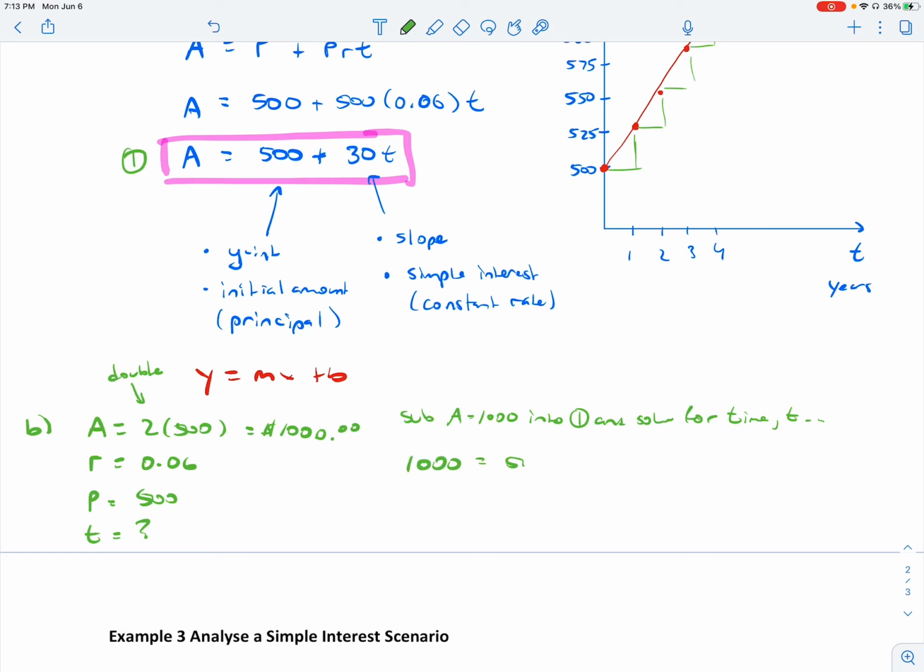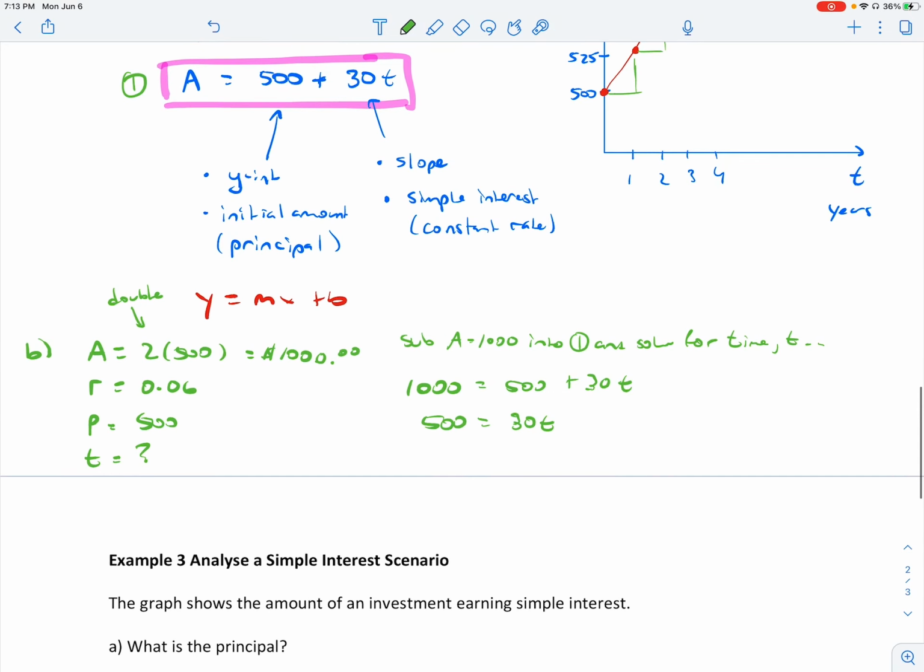So we have 1,000 equals 500 plus 30 times T. So we have to subtract 500 from both sides, giving us 500 equals 30T. And now divide both sides by 30. So therefore T is equal to, works out to about 16 2/3. That's not a whole number, so it would be that many years. So a little bit over 16 years.